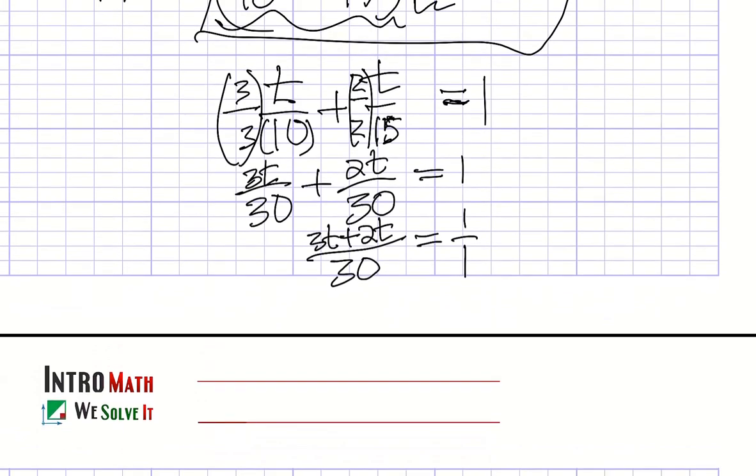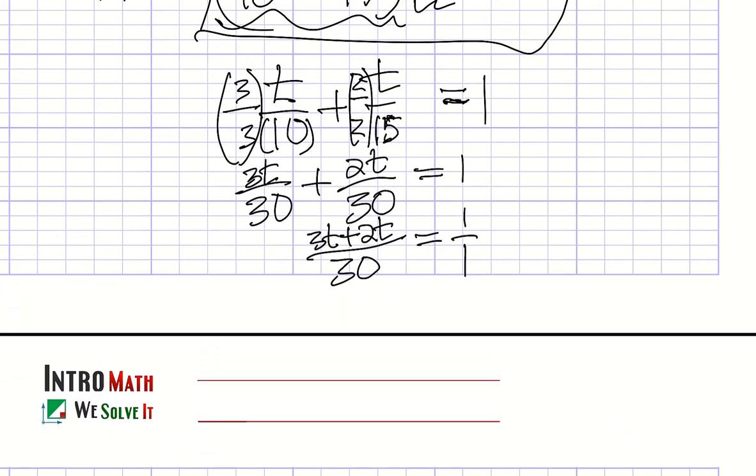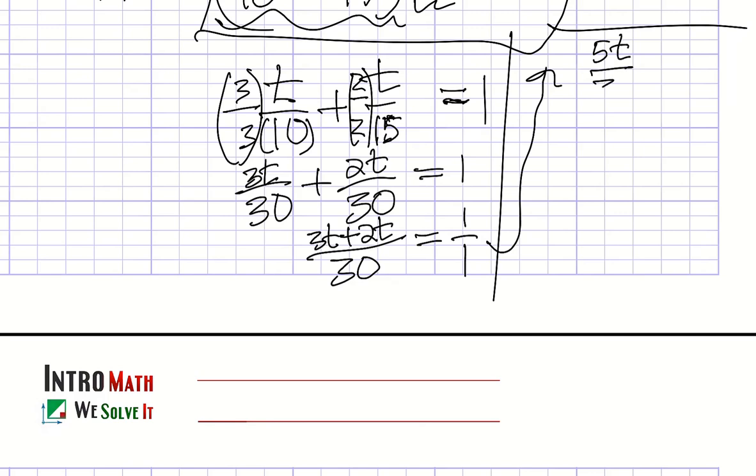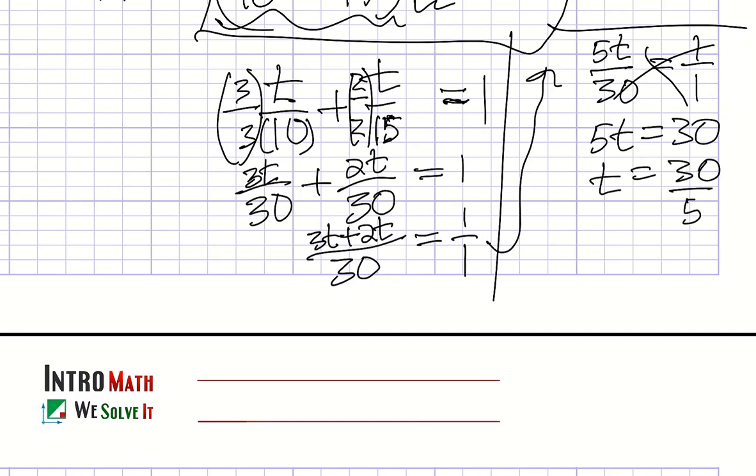It doesn't hurt anything. Let's move this over here, that way we'll have more space. So we'll say, what is that? 5t over 30 is equal to 1 over 1. We'll cross multiply, okay? You cross multiply, what do you have? You have 5t equals 30. t equals 30 over 5, okay?